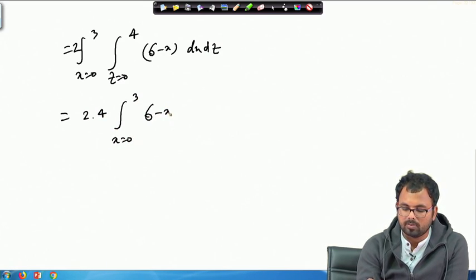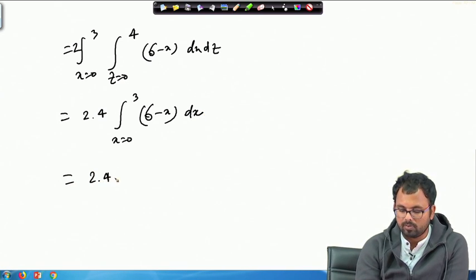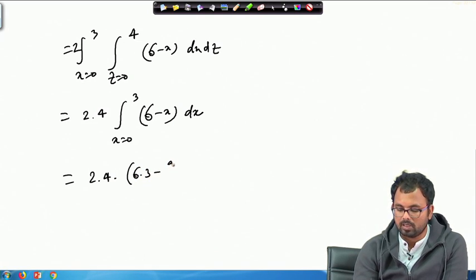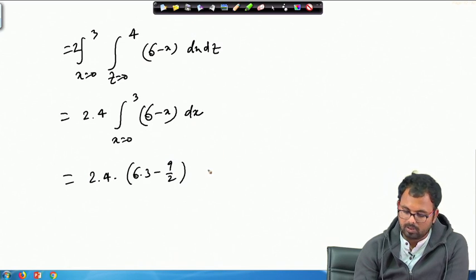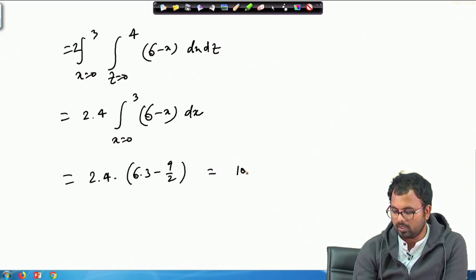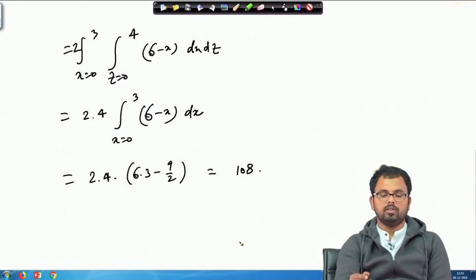So, this will be 6 minus x times dx, and so this will be 2 times 4 times 6x minus x square by 2. So, this is 6 times 3 minus 9 by 2. So, ultimately it will be 108. So, that is the required surface integral.